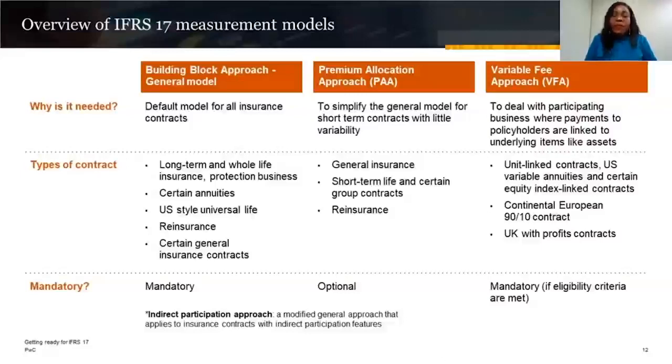So if you have an insurance contract with discretionary participation features, then it is mandatory, you must apply the variable fee approach. However, the premium allocation approach is optional. That means if you have a contract that is 12 months or less, you can still decide to go ahead and use the building block approach for it. So the premium allocation approach is just to make things easier for insurers, but it's an option that you have to take if you think it'd be beneficial for you.